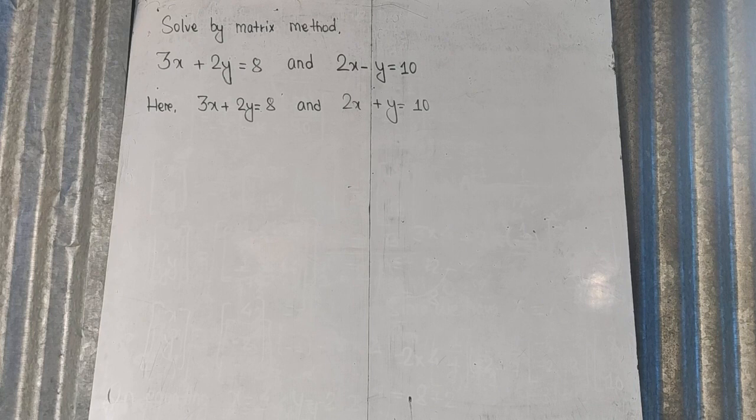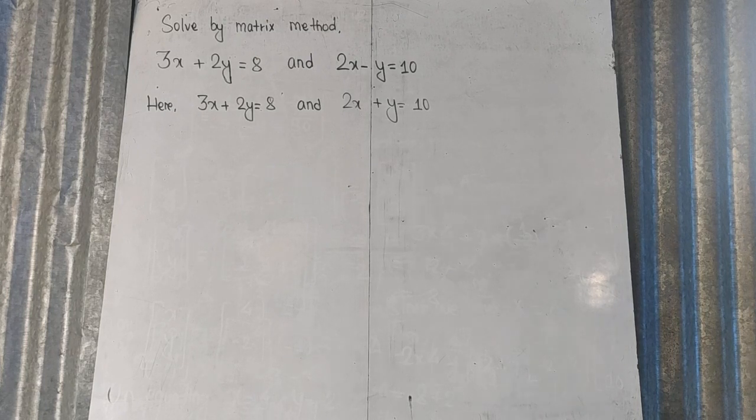Today you are going to learn something new, to solve a simultaneous equation by using the matrix method. You also have to solve a problem by using Cramer's rule in the same chapter. But first we are going to deal with the matrix method. Here the given equations are 3x plus 2y equals 8 and 2x minus y equals 10. Now we are going to solve the given equations.